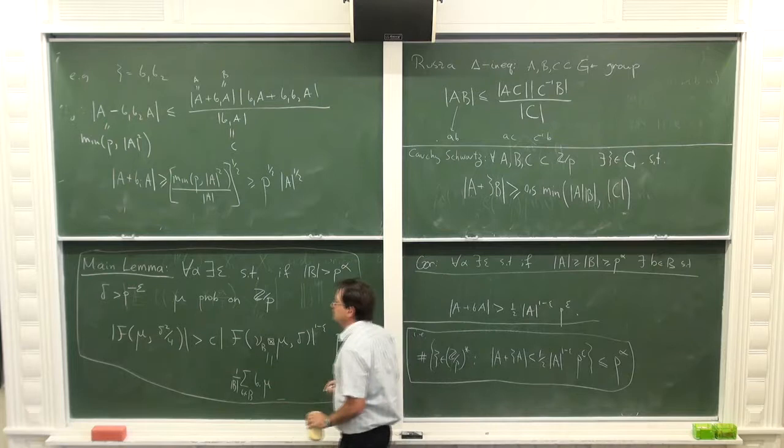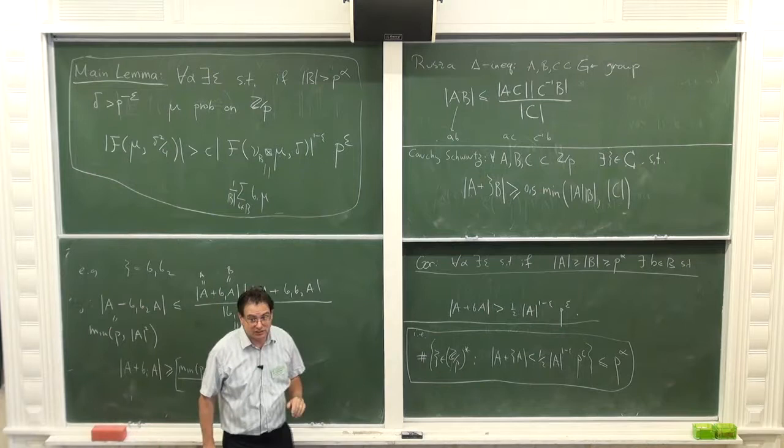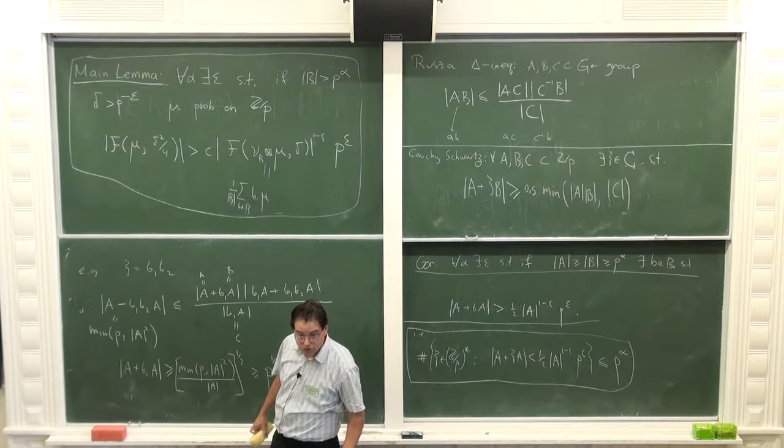Now I'm slightly short of time, not terribly short of time. I won't tell you what my second main ingredient is. I'll keep it as a surprise for later, but there's another ingredient that is needed, which goes under the name of the Balog-Szemerédi-Gowers lemma, which would appear in a crucial role.